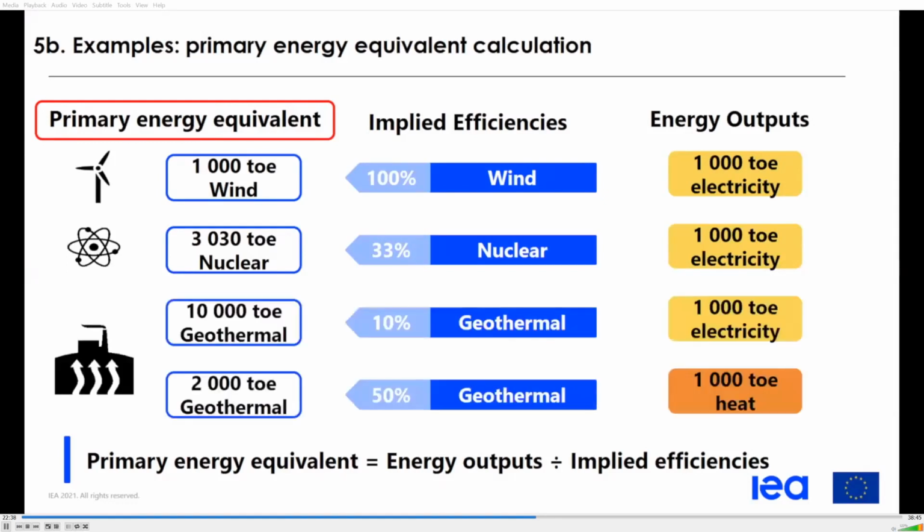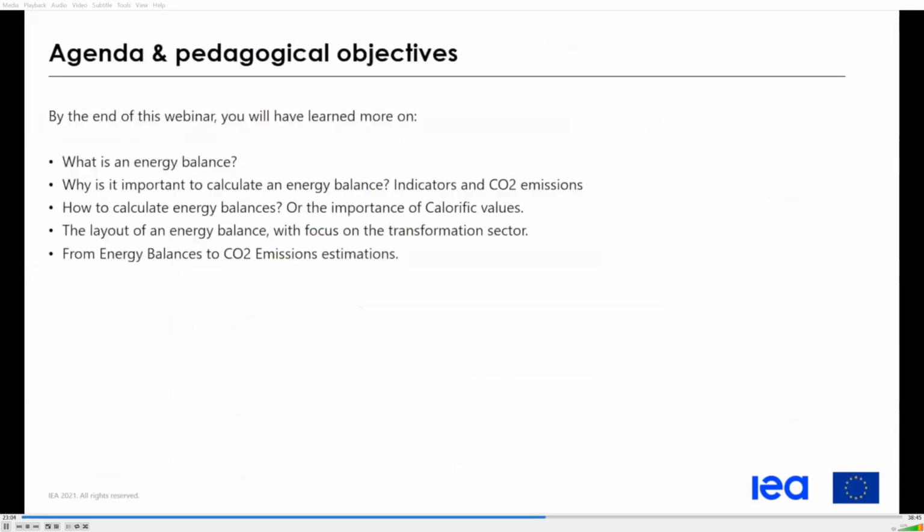In the case of geothermal electricity, as the efficiency is 10%, so for 1000 TOE of electricity produced from geothermal, we need 10,000 TOE of geothermal. For geothermal heat, the efficiency is 50%. So for 1000 TOE of heat produced, we need 2000 TOE of geothermal.